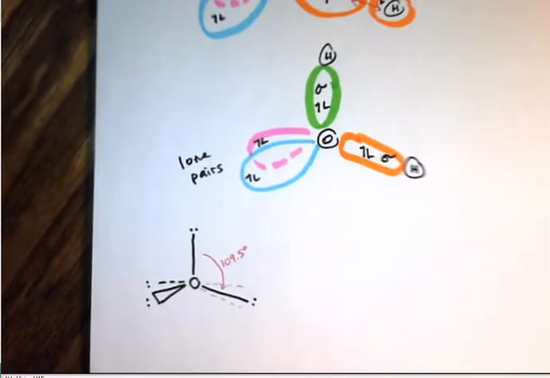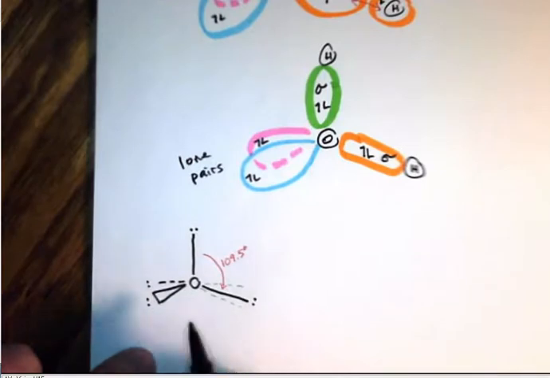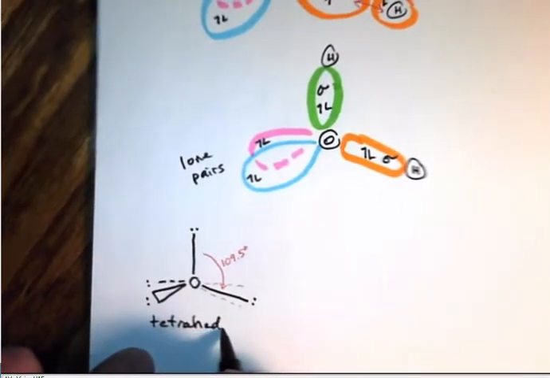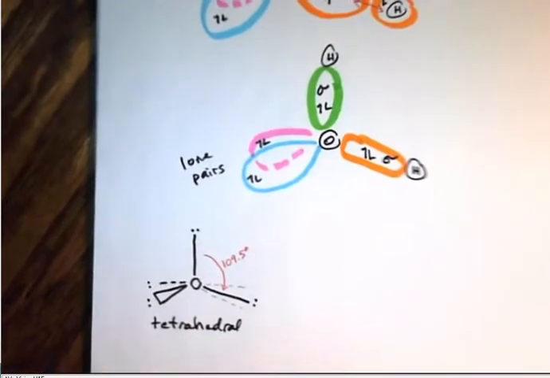The next step in the process, and by the way, we said this is called a tetrahedral, so let's go ahead and call this a tetrahedral. And that's the geometry name.